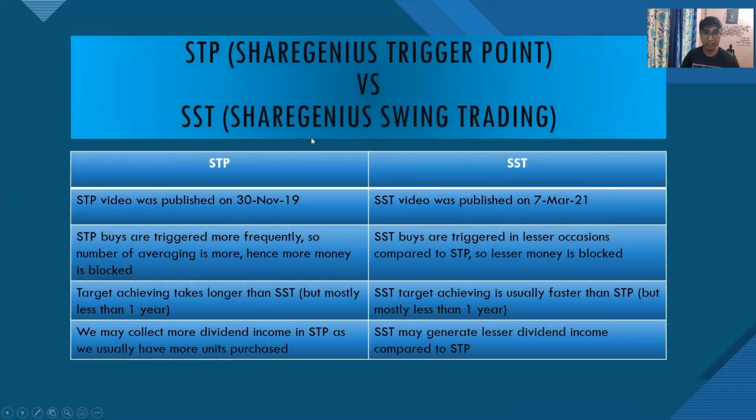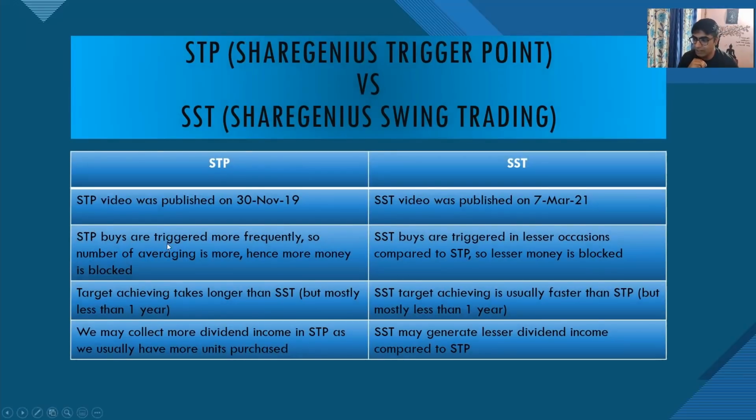Okay, so I've given you a table to explain the difference and what are the pros and cons, why SST is more powerful when I look at these backtesting results. The STP video was posted on 30th November 2019, whereas SST is a very recent one, 7th March 2021 this year. So it's like 6 months old, whereas STP is almost 2 years old. That means an older strategy, of course, with new things coming in, new experience coming in. Researchers like Mahesh sir give us new strategies based on new experiences. So that's why SST is newer, more robust.